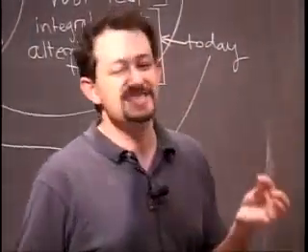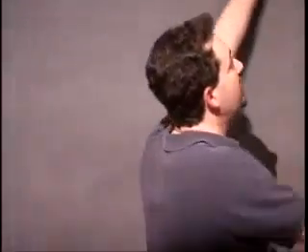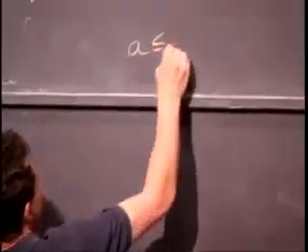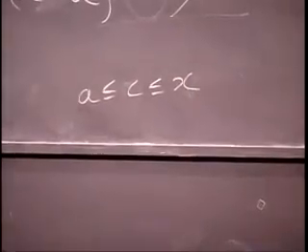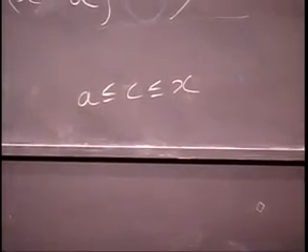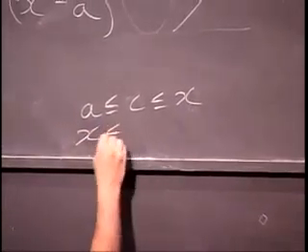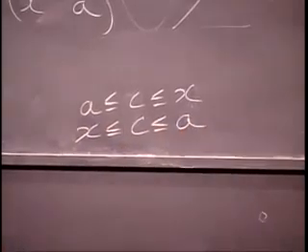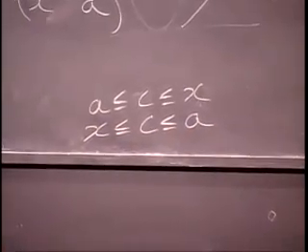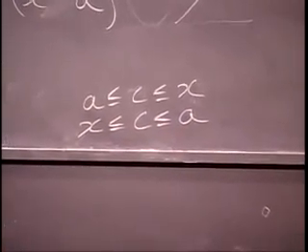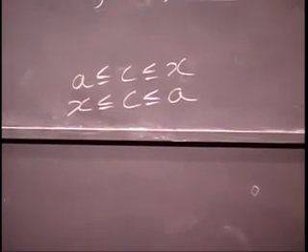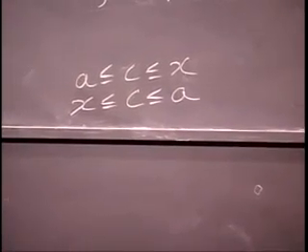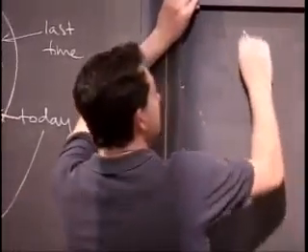First of all, why do I say c is between x and a? Why don't I just write a less than or equal to c less than or equal to x? Well, because sometimes x is to the left of a. In that case, I'd have to write this the other way around. So whichever one of them makes sense depending on a and x is true, so I just write c is between a and x. That's all that means.